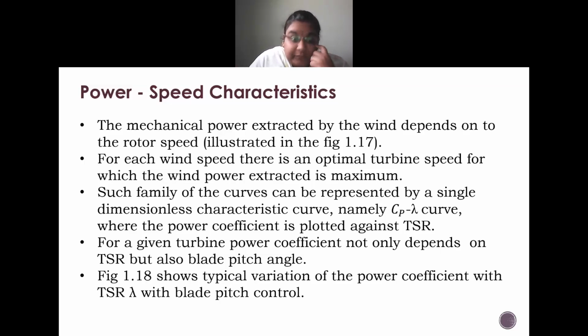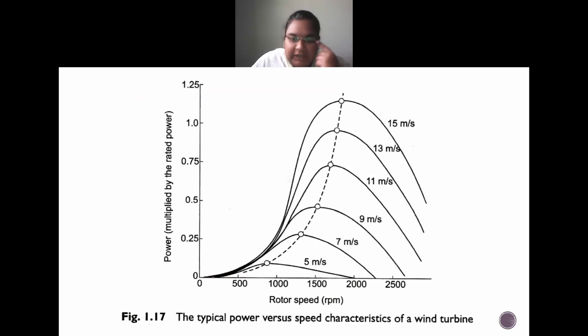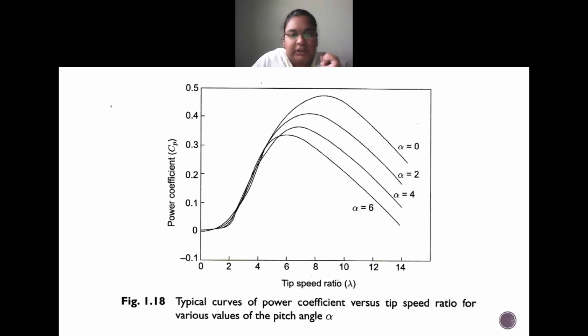Now, next, figure 1.18 shows the typical variation of power coefficient with TSR and the blade pitch angle. This is showing us both the pitch angle as well as the tip speed ratio. Here he is showing power coefficient versus tip speed ratio at different pitch angles. You can see the pitch angles shown here: alpha equals 0, alpha equals 2, alpha equals 4, and alpha equals 6. They have drawn 4 curves depending upon the pitch angle.